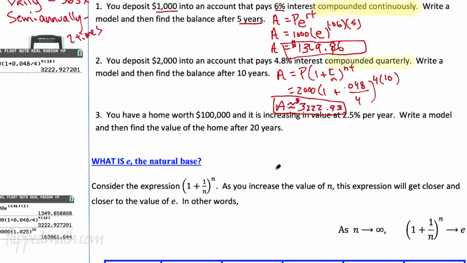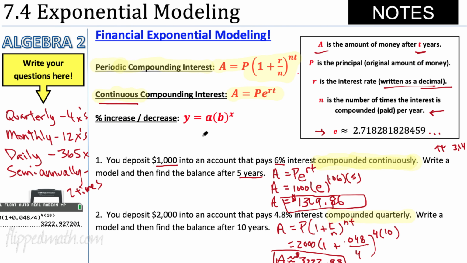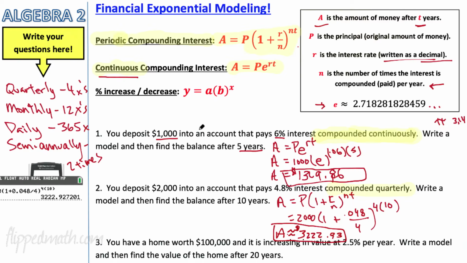Okay, the last one. Well, guess what? We're going to use this last formula here. This is one of our formulas we already know, percent increase and decrease.